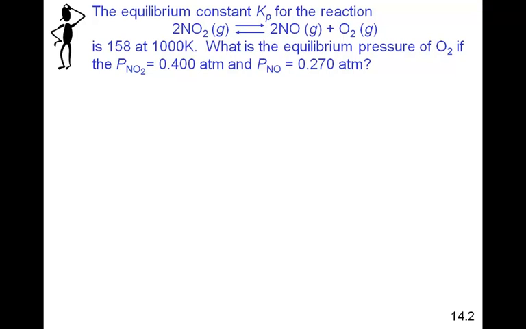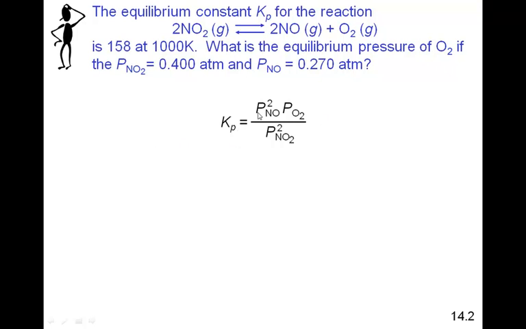Now let's try another problem. The equilibrium constant K sub P for this reaction is 158,000 Kelvin. What's the equilibrium pressure of the O2 if the pressure of the NO2 is 0.400 and the pressure of the NO is 0.270? So the K sub P, which is what we're looking for, or not, sorry, it's not what we're looking for. We're looking for the pressure of the O2.